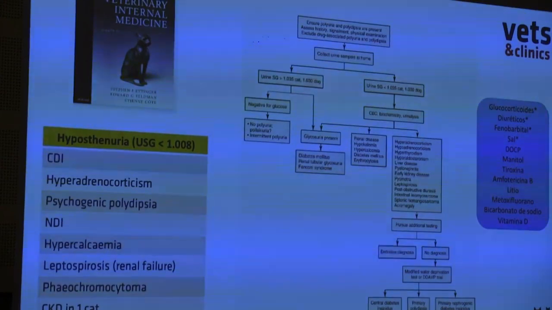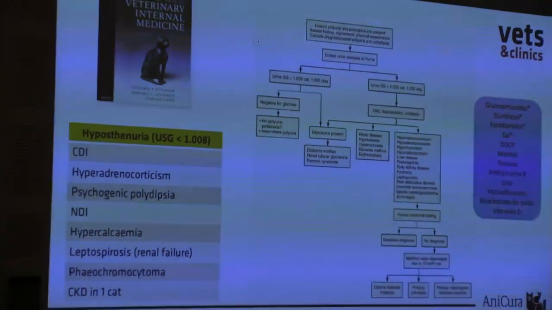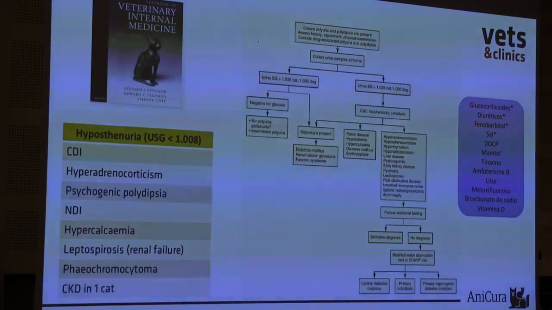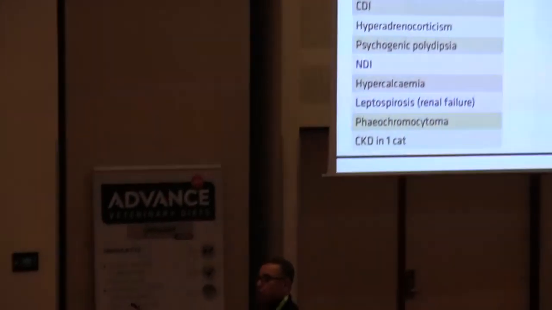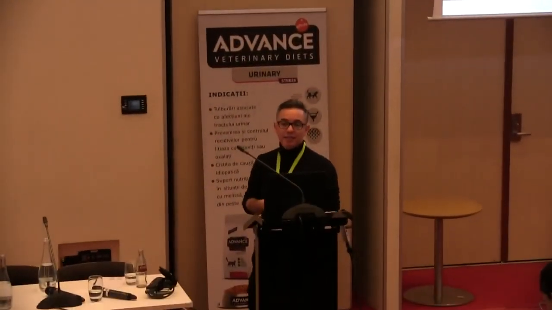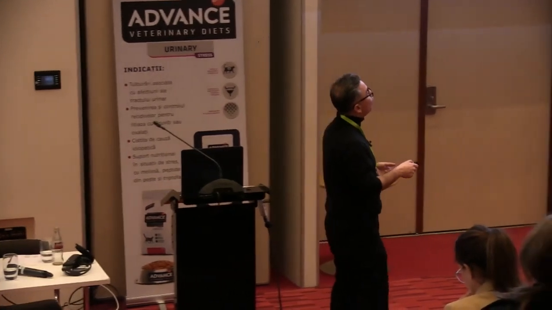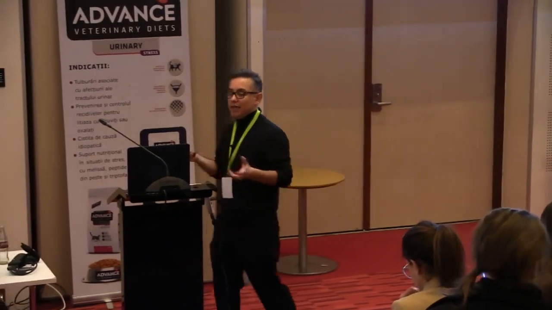But when we have a patient with polyuria polydipsia, the first thing we have to check is the USG. But it's very important to check for the presence of glucose. You have to remember that glucose has a higher osmotic capacity and can increase the USG in the patient, which is a false increase. And if you don't find glycosuria, you have to try to rule out all these other causes, and we're not talking about a few.